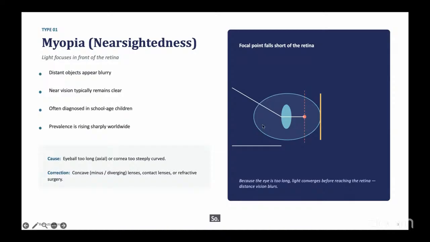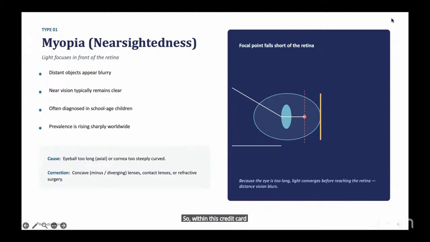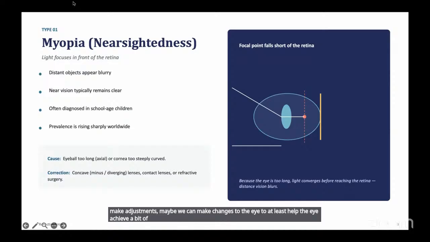So with this, like I said, when they come into our office for children, the test we normally do, for let's say the ages of 0 to 12 years, this is where we know that there's a critical development of the child's eye, especially when it comes to vision. Within this critical period, the eye assumes most of its refractive error. During that period we can make changes to the eye to at least help it achieve a refractive error which can be tolerated.